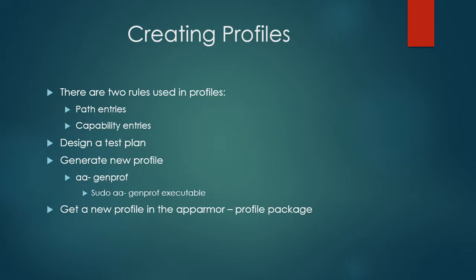Creating profiles. There are two rules used in profiles: path entries and capability entries. Path entries detail which files an application can access in the file system. A capability entry determines what privileges a confined process is allowed to use.